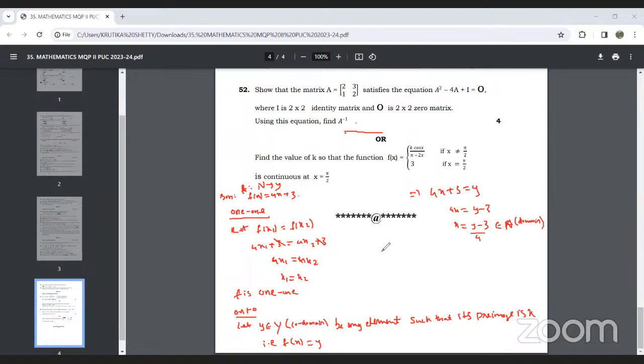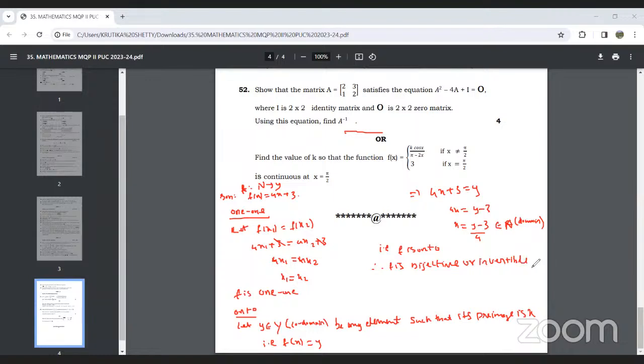Okay, so we can see every element of codomain is having a pre-image in domain. Okay, so that is f is what? Onto. Okay, so f is onto. So see, we can express y in terms of x. So it is an onto function. Okay, so therefore what? f is bijective, and since it is bijective, it is invertible also.